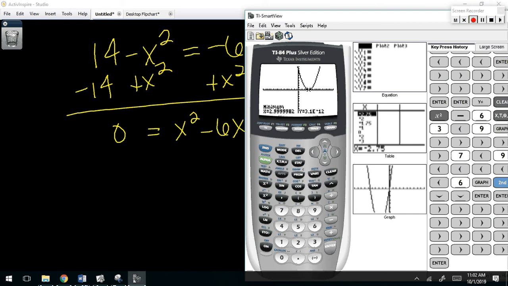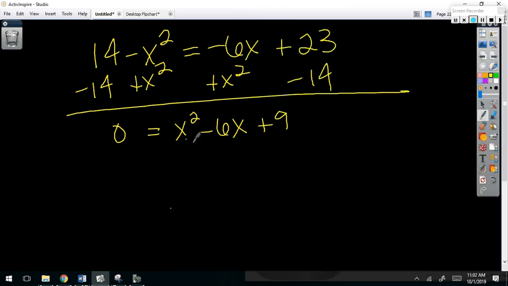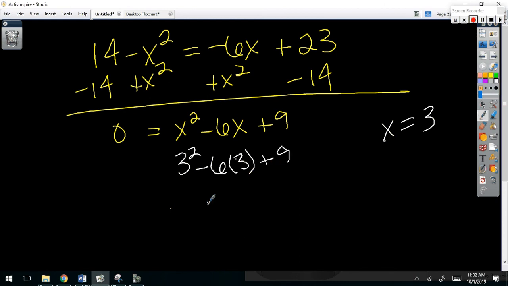If you plug in 3 in this equation, does it make the equation equal 0? Everybody's rounding to 3 as the solution. What is 3 squared minus 6 times 3 plus 9? So x equals 3 is the solution. You see how you have to use what you know? There's only 1 solution, 3.